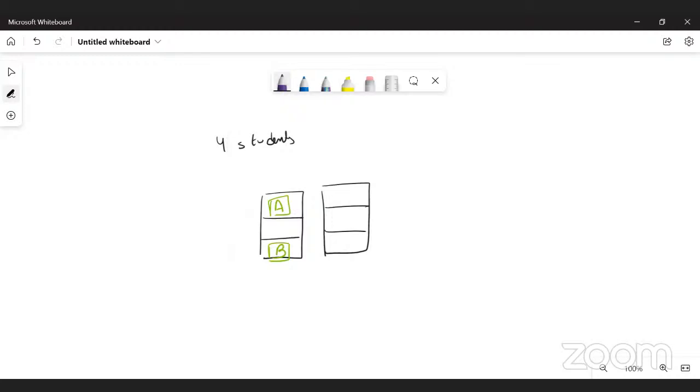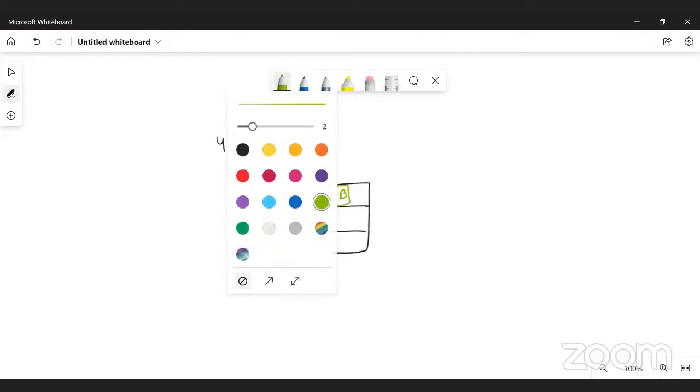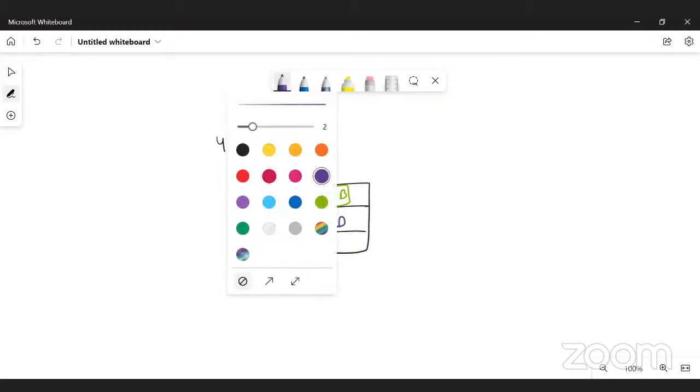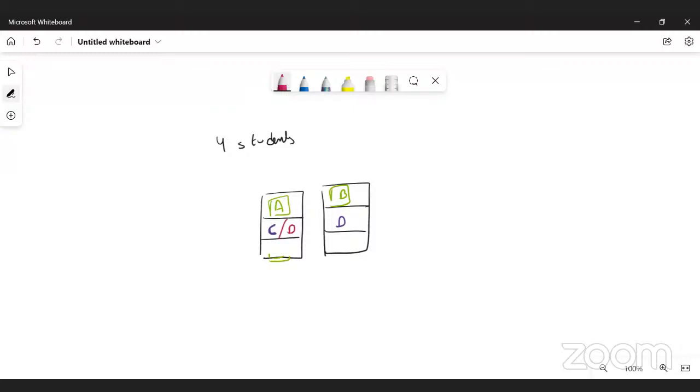In this case, they need to sit in the same row. Let's say B is here. Suppose I fix C sits here and D sits here. And in the second case, D sits here and C sits here. Are these two cases the same or different? Different, right? So here, the order in which they are sitting does matter, right?